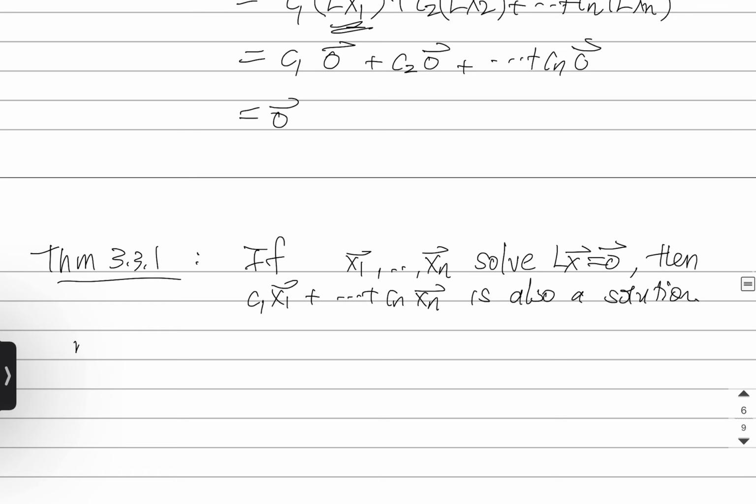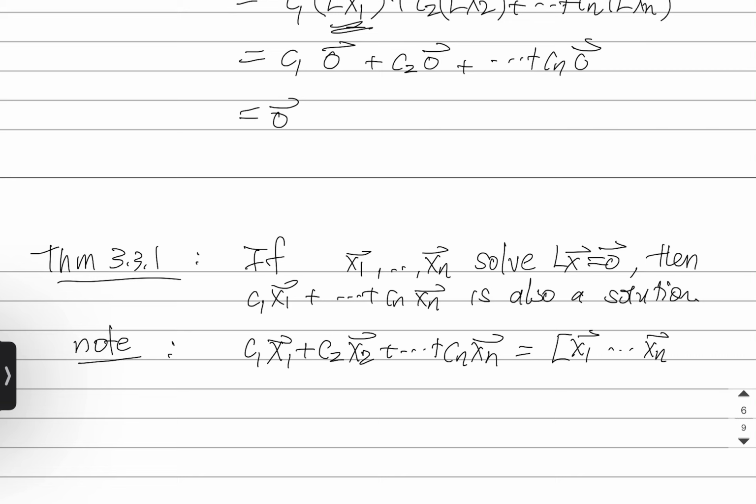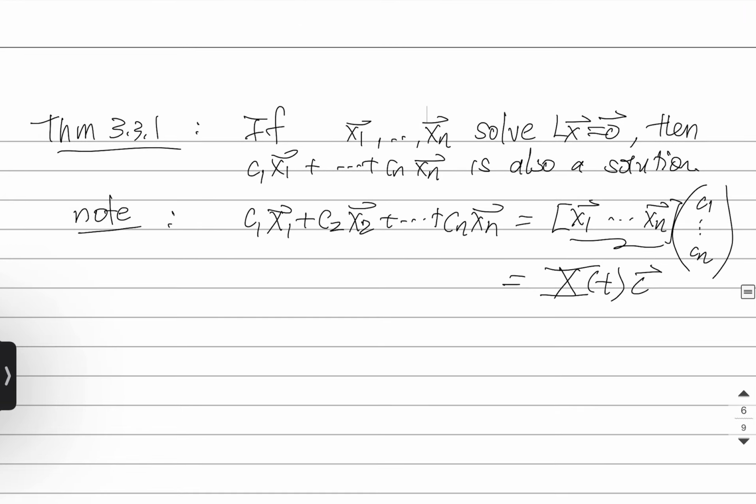Now, there's a little note just for notation's sake from linear algebra. When we have this linear combination, remember that by definition of a matrix times a vector, I could think of this as a matrix whose columns are given by those vectors and multiplying by this. So we are going to call this thing capital X of t. That's going to stand for the matrix function whose columns are these solutions, and we'll call this vector of constants c.